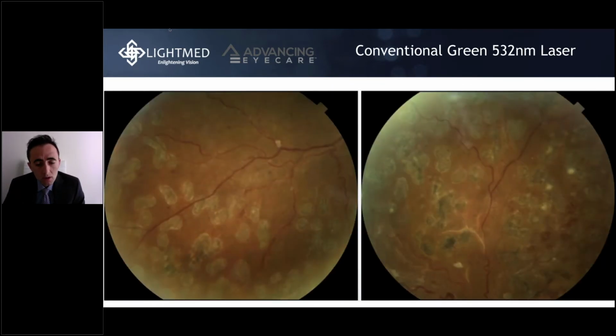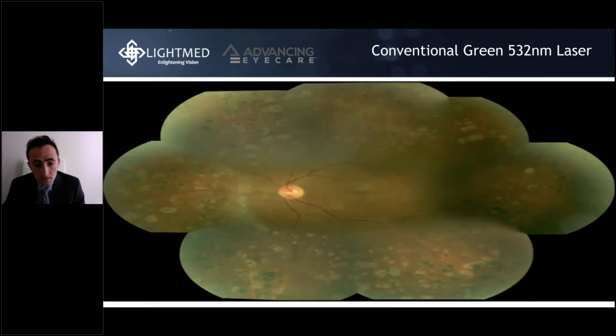And these are some close-up photos of the laser scars by the 532 nanometer green laser. As I described before, you can see how the laser scars are expanding and almost touching each other. But in reality, this was a great treatment for diabetic retinopathy, and it has saved vision in a lot of patients. This is a montage showing the different laser scars that are applied in the periphery 360 degrees.